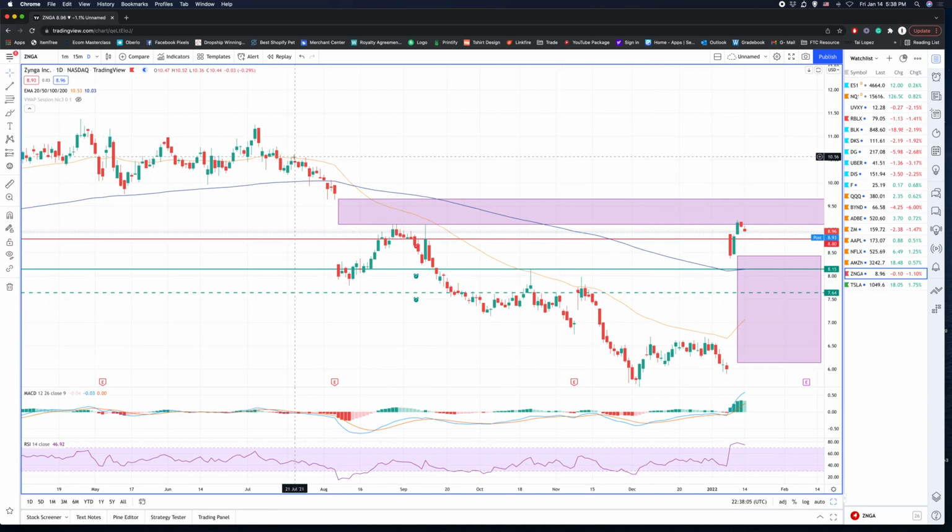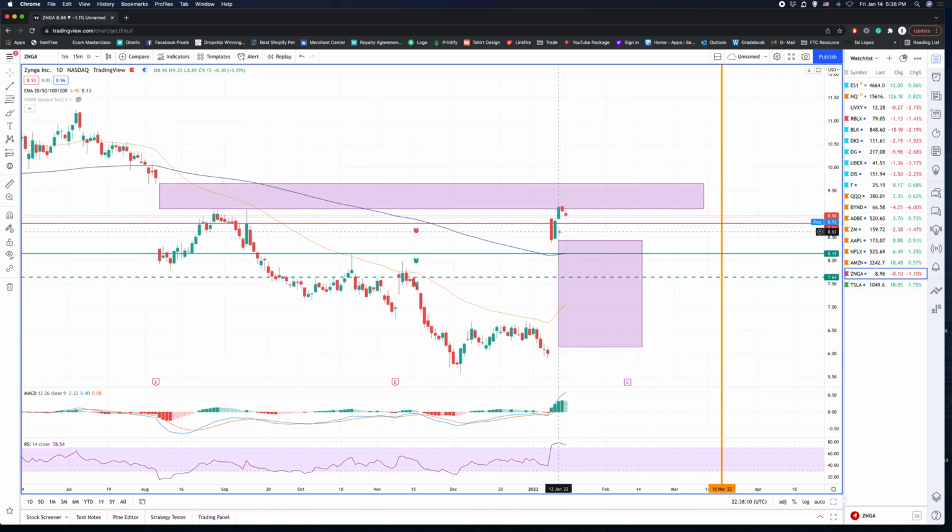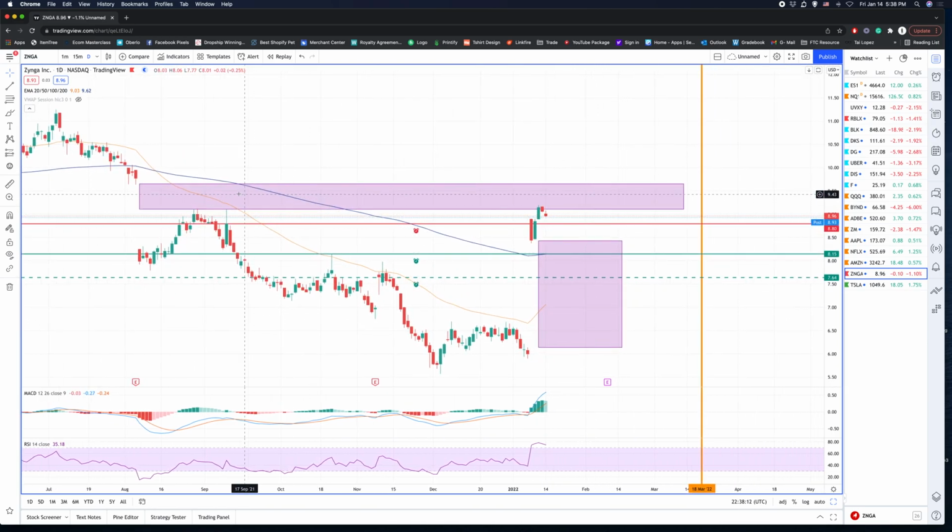It was a downtrend for a while, but gapped up. Guess what's going to happen? We have two gaps. We have one right here. This one's starting to fill a little bit, and then we have a huge gap over here.